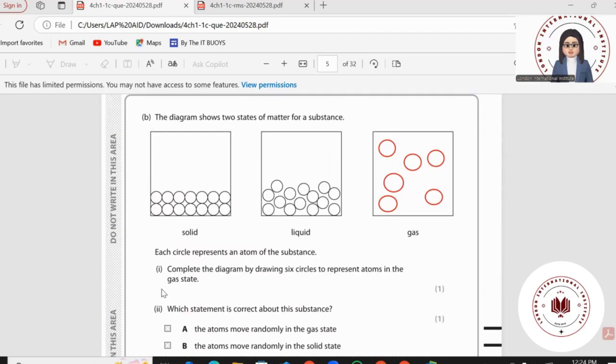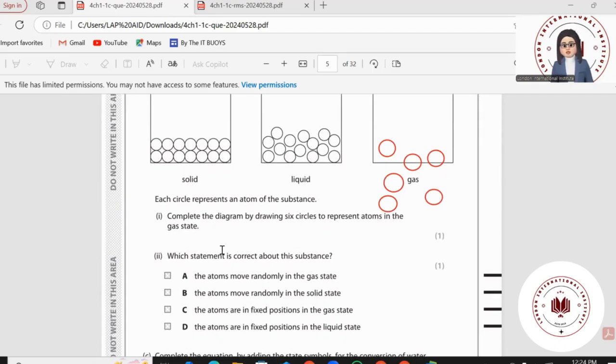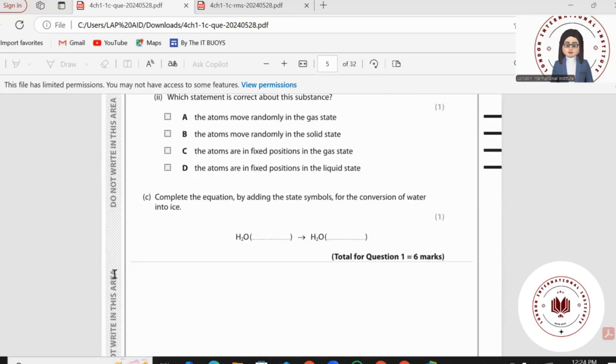Which statement is correct about the substance? The atoms move randomly in gas state. The atoms move randomly in solid state. The atoms are in fixed position in the gas state. The atoms are in fixed position in the liquid state. Of course, it's the first one. The atoms move randomly in gas state. This is the correct answer. Let's go to the second.